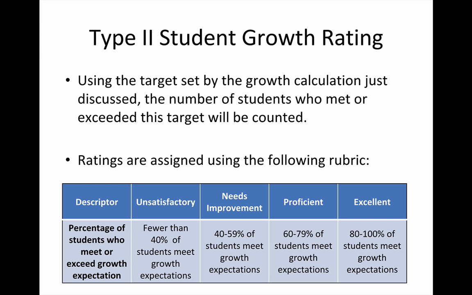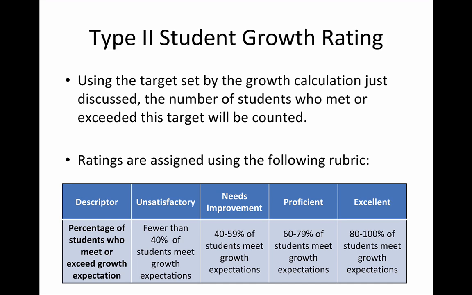Valley View's PERA Joint Committee created the rubric displayed on this slide to provide educators with a tangible rubric for defining each performance rating. Using the growth target derived, the number of students who met or exceeded this growth will be identified for each team.